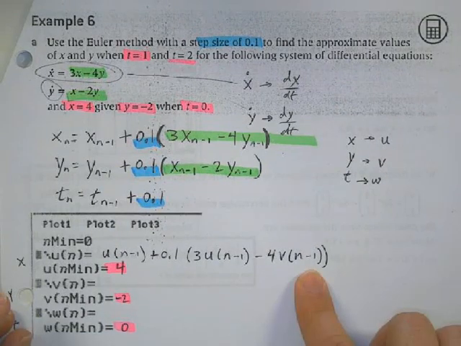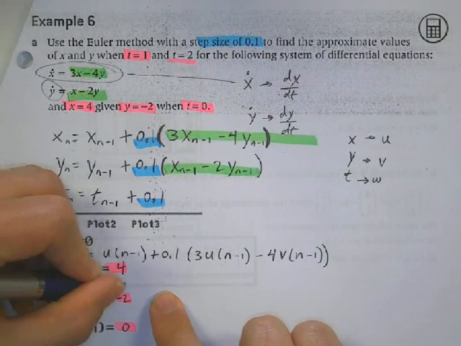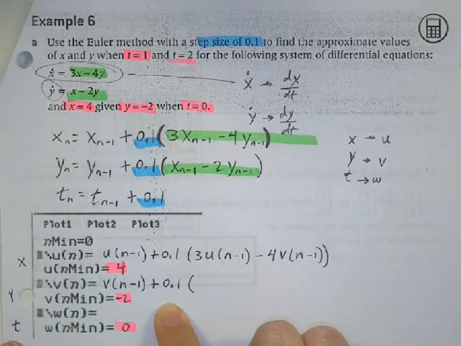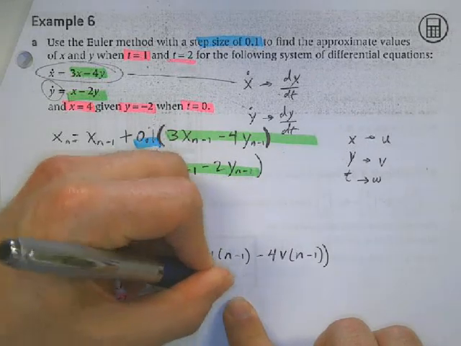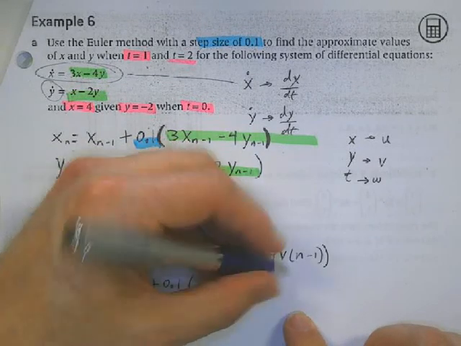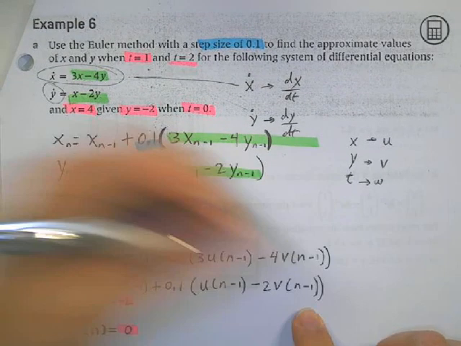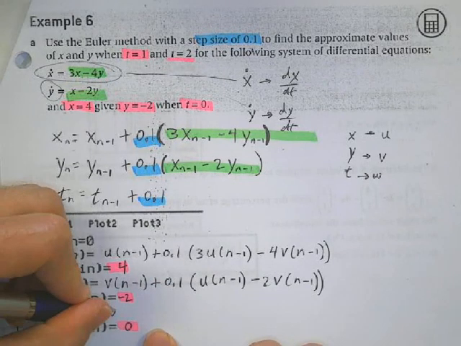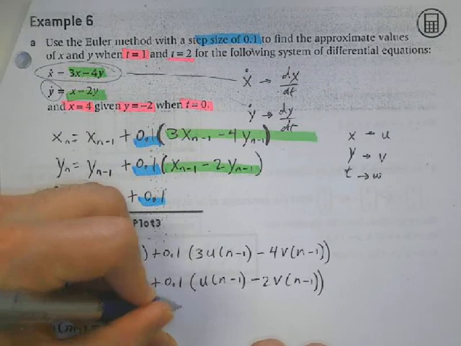Okay, and the next one is going to be v(n-1) + 0.1(u(n-1) - 2v(n-1)), and then the last one is omega(n-1) + 0.1.